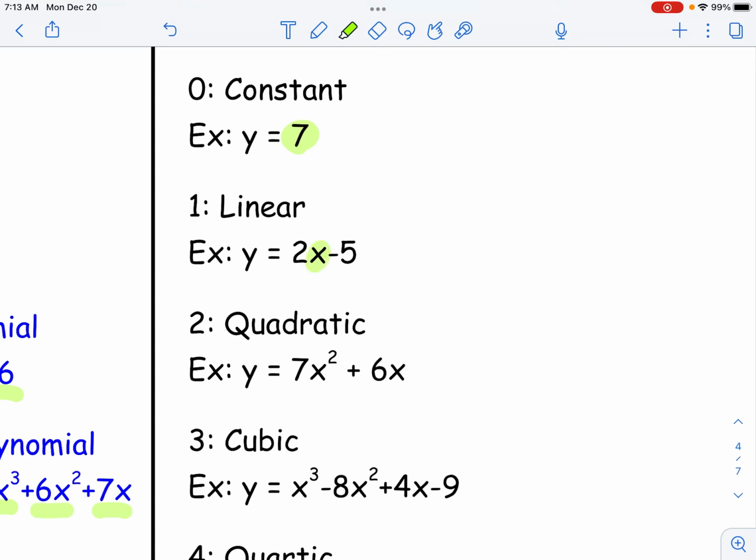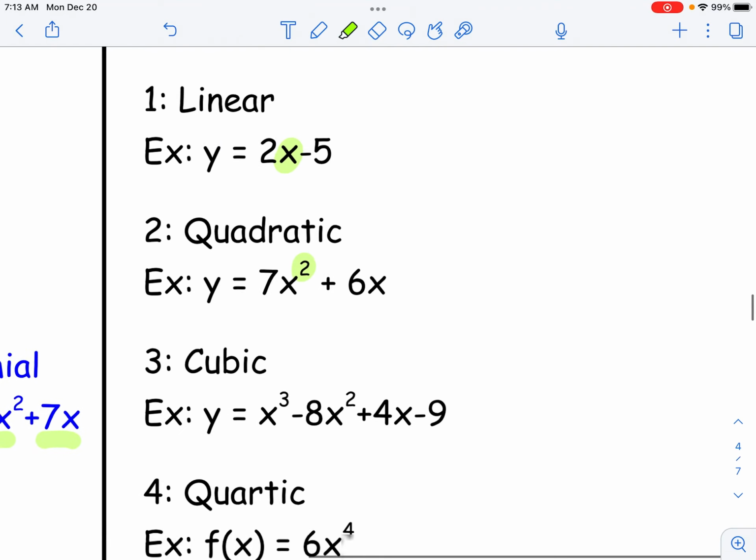For linear, that would be if it's just x to the first. And so in this case, x to the first is the largest exponent on x. We've looked at linear stuff in the past. This would be a line where the slope is 2 and the y-intercept is -5. For quadratic, this would be a parabola. It's x squared. That would be the largest degree.